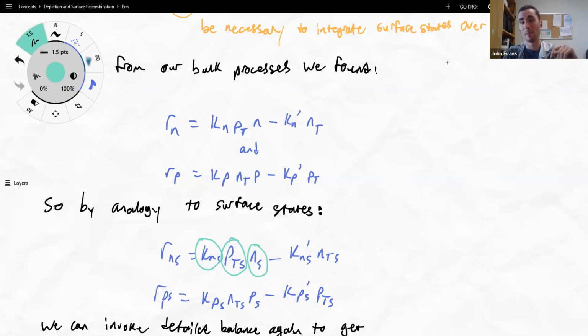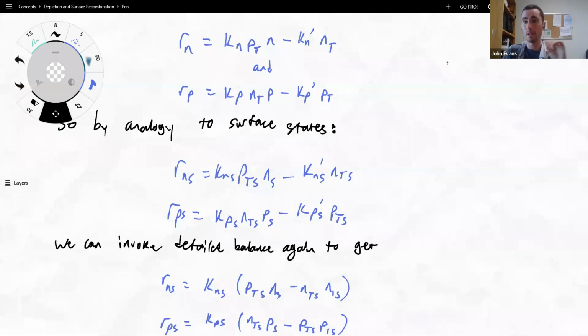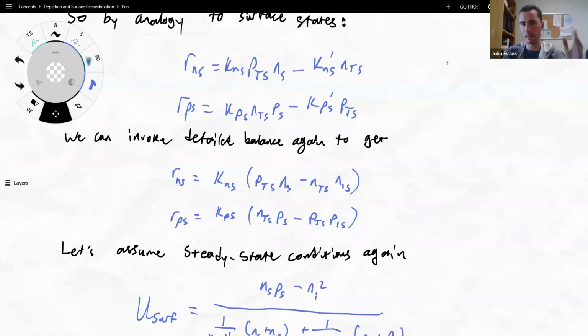In fact, this in particular is definitely going to be different because before we looked at a concentration of states as per centimeters cubed. This is now per centimeter squared. So these are not necessarily the same, but the form of the equation is the same. So we're going to invoke detailed balance again to say that these have to balance each other out. And we're going to get this expression here.